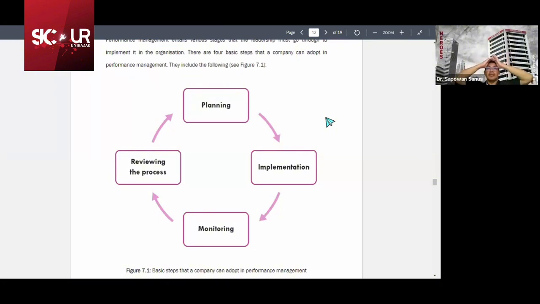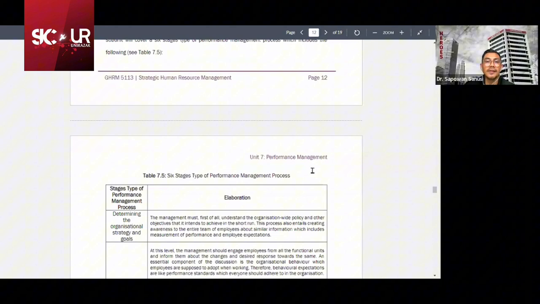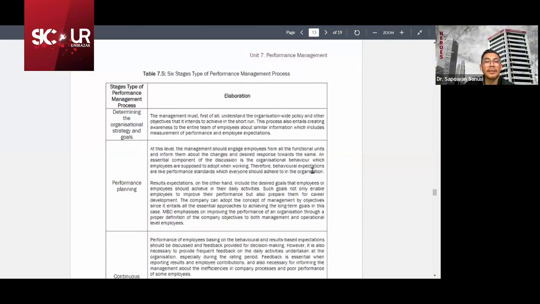Ni 4 proses. Planning, implementing, monitoring and reviewing. Ini adalah proses dalam performance management. Okay. Reviewing is appraisal. Monitoring is more on what we can say is the developmental plan. Okay. Implementation is looking at interviewing him. Okay. What is the thing that we should do? Okay. Type of performance management process.